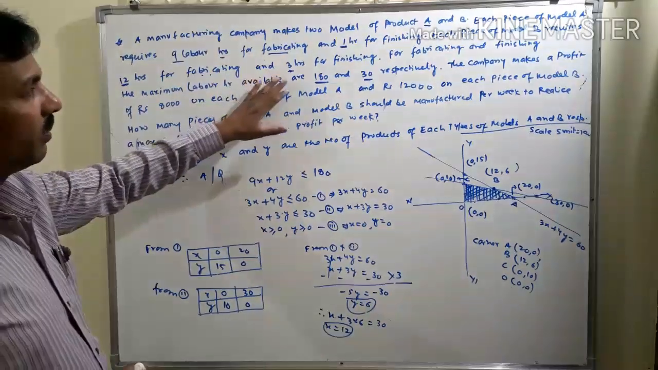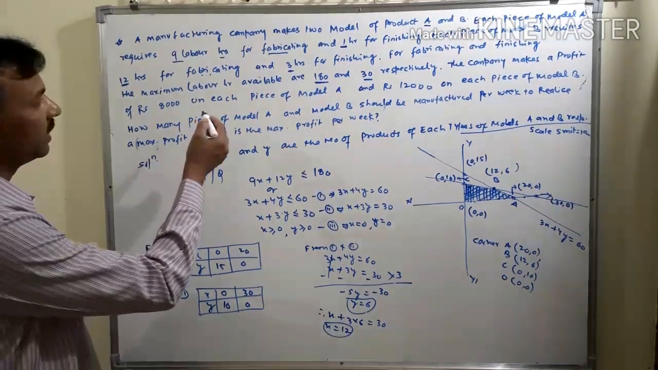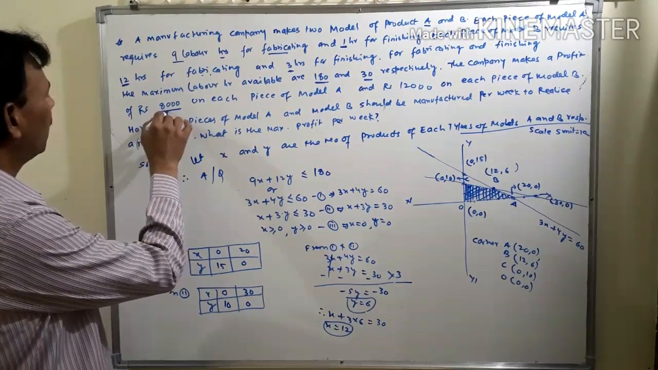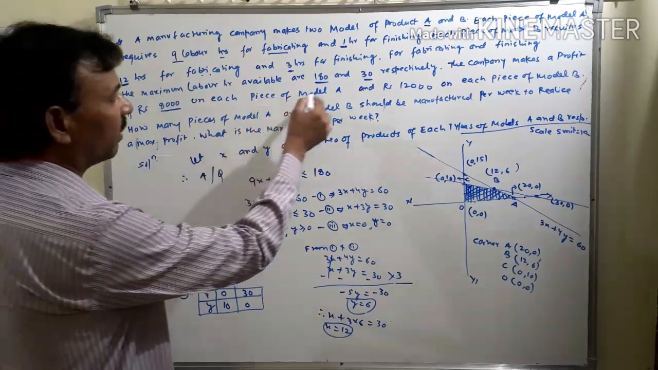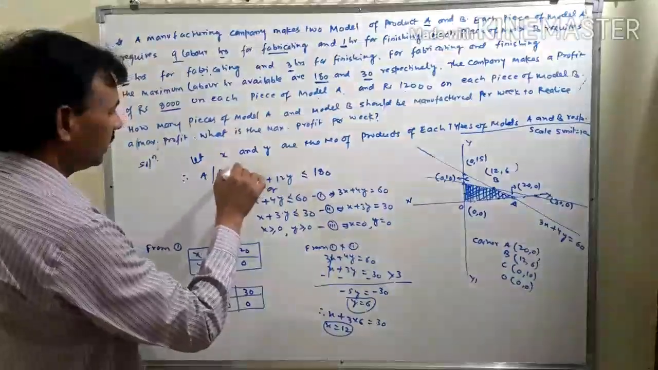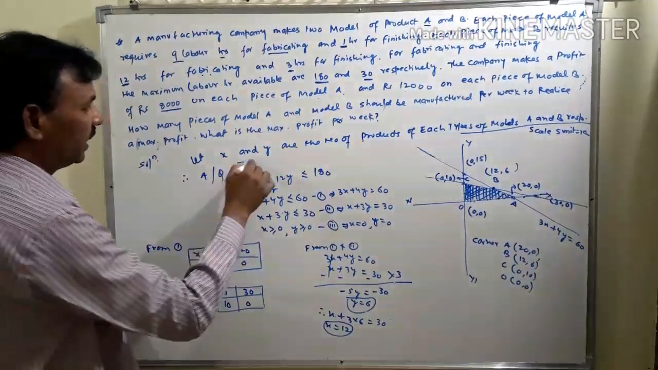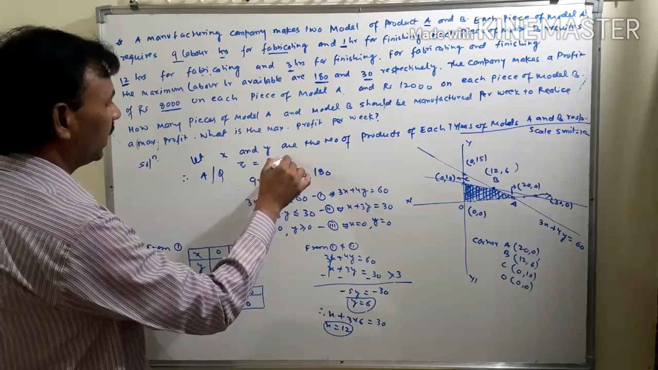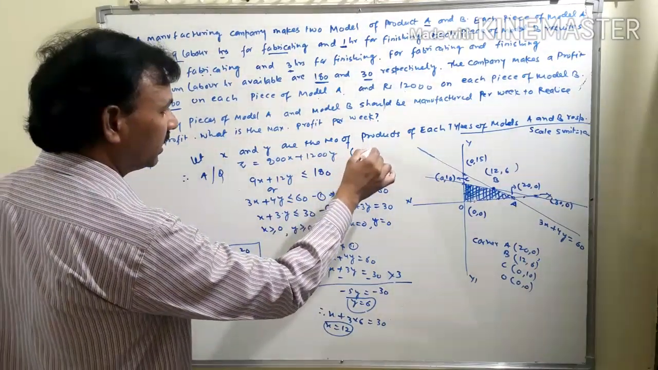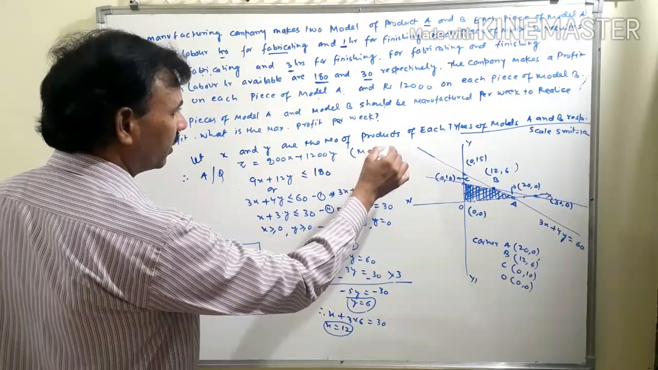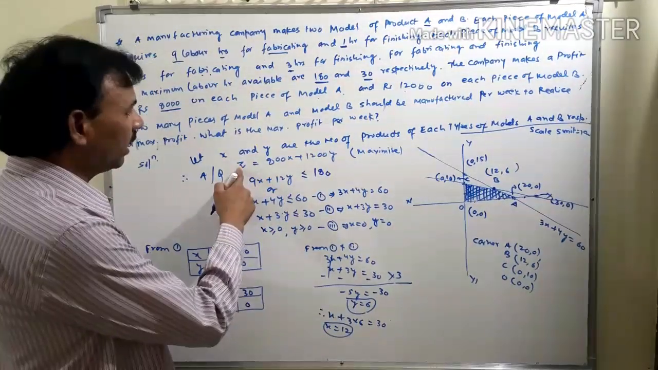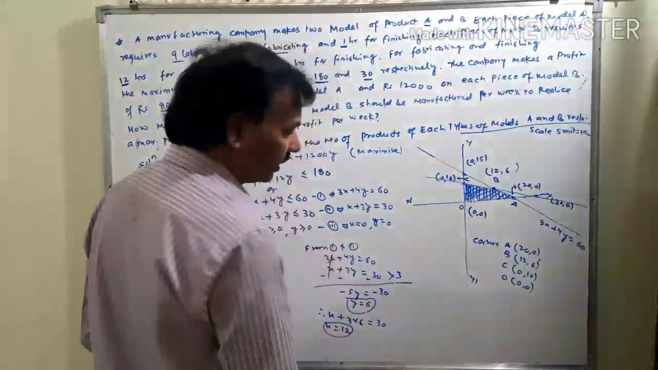What is the objective function? As you see here, a profit of rupees 8,000 on each piece of model A and 12,000 on each piece of model B. So the objective function is z equal to 8,000x plus 12,000y, and we should maximize this. Now we will find the value of z at each of these points.